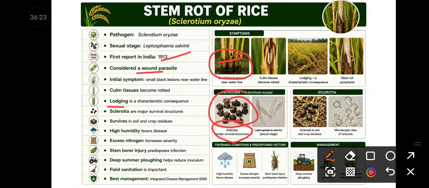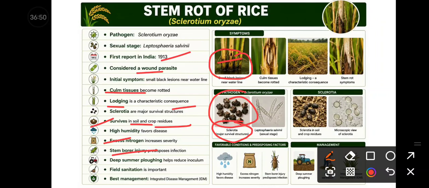Then lodging is a characteristic consequence because it is affecting the stem. Ultimately the plant will fall down because the culm tissue or the stem lesion becomes rotted. The primary source of inoculum is soil and crop residue. High humidity favors the disease. Excess nitrogen also increases the disease severity. Stem borer injury predisposes the infection.